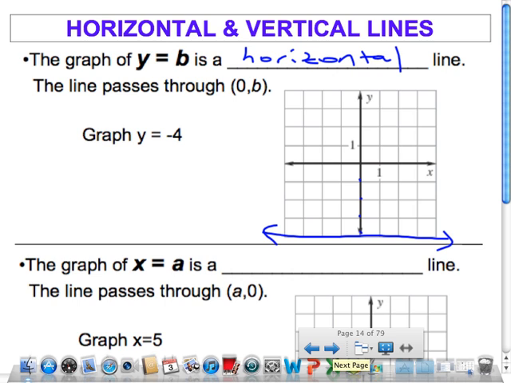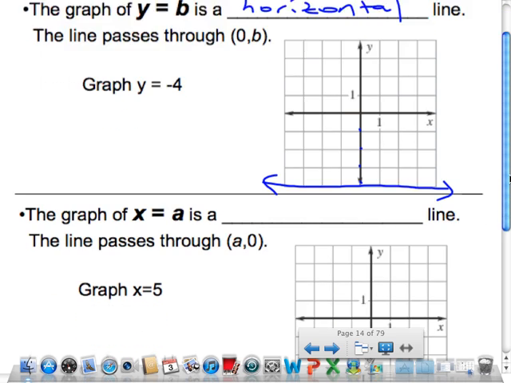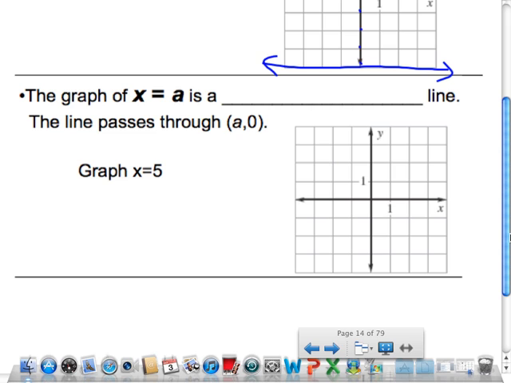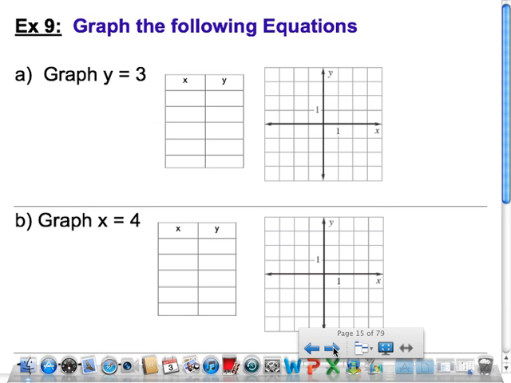Done. The graph of x equals some constant is a vertical line. So if you want to graph x equals 5, you go to where x equals 5. 1, 2, 3, 4. It's off the graph here. 5. And then you would go up and down through that point, and that would be the graph of x equals 5. So y equals a number is horizontal, x equals a number is vertical.